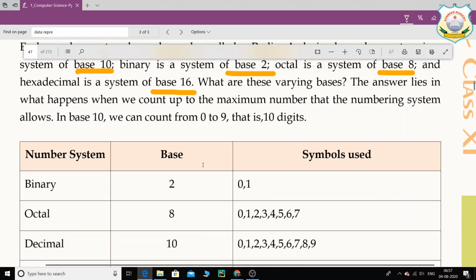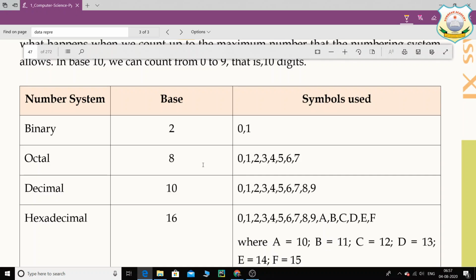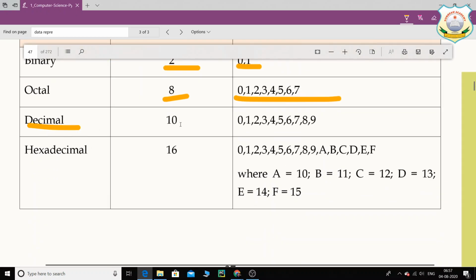That already we know. You can see these are the symbols used in the number system. Binary has the base value 2, and the symbols we use are 0 and 1, only 2 symbols. Octal has the base value 8 because there are 8 symbols. Decimal, the number system we use, has 10 symbols, 0 to 9. And the hexadecimal number system has 16 symbols, where after 9 we have A to F. A is 10, B is 11, C is 12, D is 13, E is 14, and F is 15.